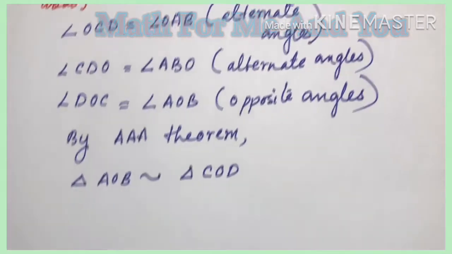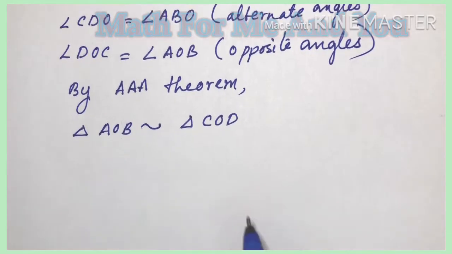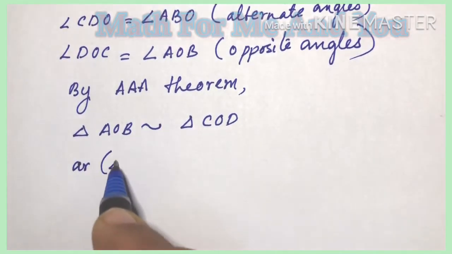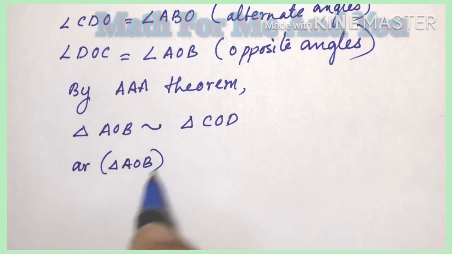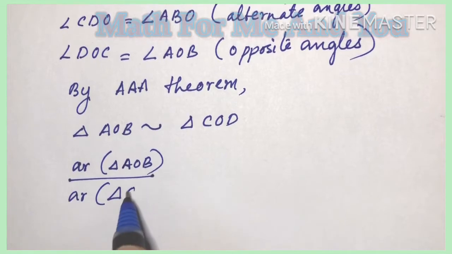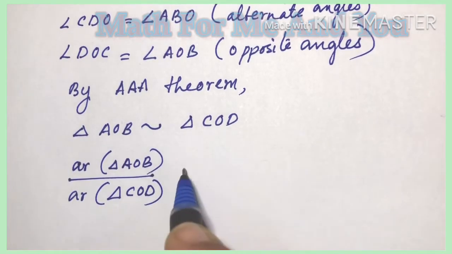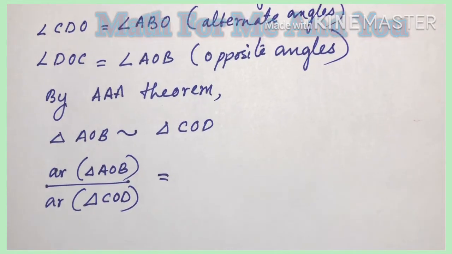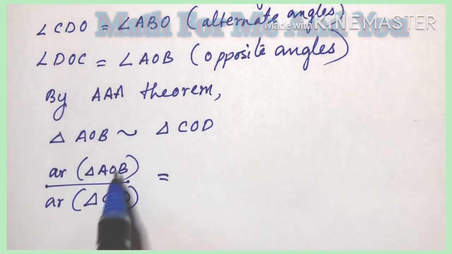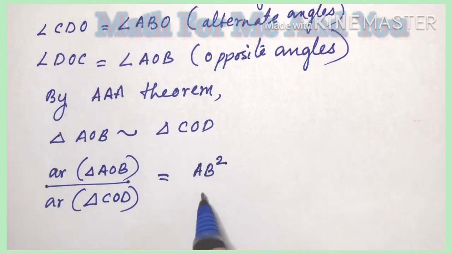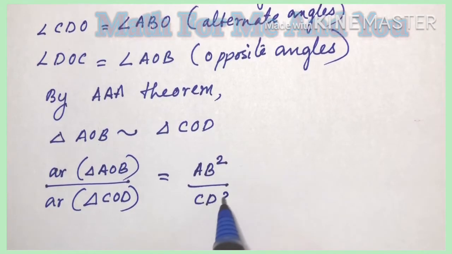If the triangles are similar, then we apply the next theorem regarding areas of similar triangles. What is that? Area of the first triangle divided by area of the second triangle, that means the ratio of areas of two similar triangles equals the square of their corresponding sides ratio. Then we can write the ratio of corresponding sides squared, AB square by CD square.